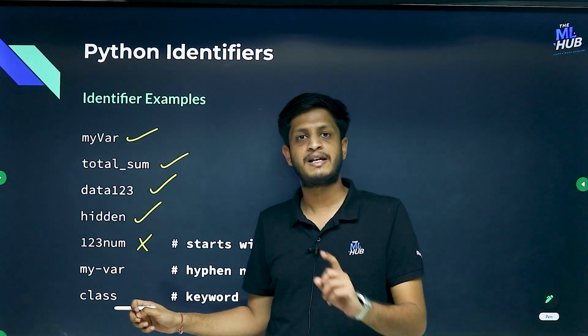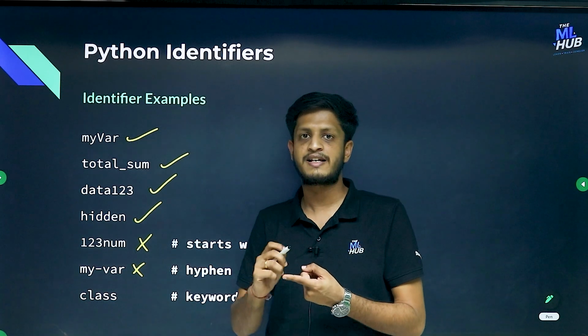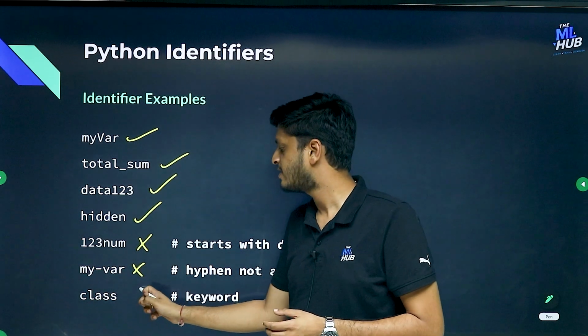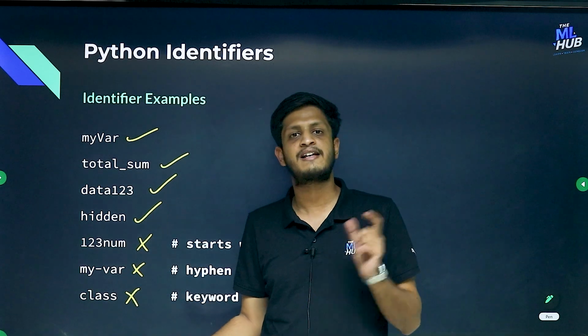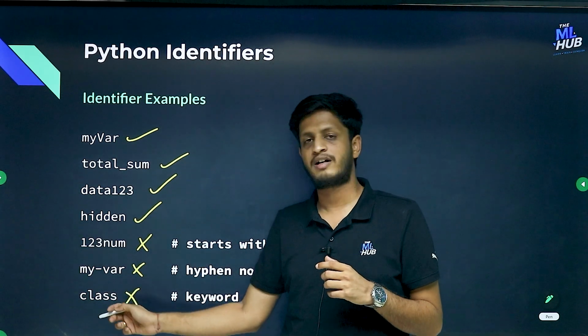So hyphen symbol is not allowed in an identifier, right? Only digits, characters and underscore are allowed. Hyphen is not allowed. Then class. Class is not allowed because class is a keyword. Class is one of the 35 keywords. So class is not a valid identifier.